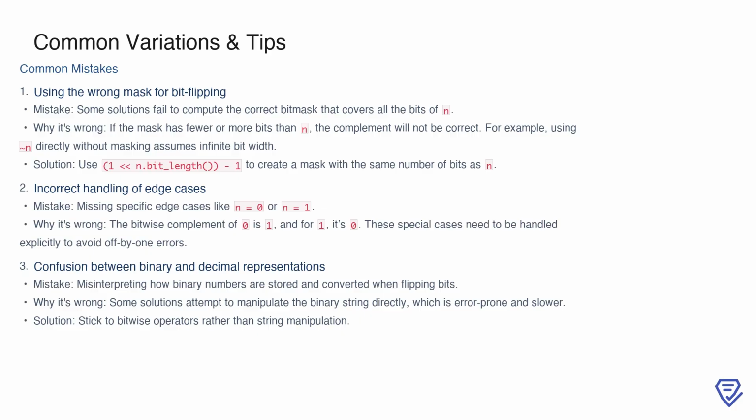Another issue arises with edge cases, like when n equals 0 or 1. The complement of 0 is 1, and for 1, it's 0, so these scenarios need to be handled explicitly to avoid any off-by-1 errors. Additionally, there can be confusion between binary and decimal representations. For example, some solutions attempt to flip bits by manipulating the binary string directly. However, this approach is slower and more error-prone. Instead, it's better to stick to bitwise operators for efficiency and simplicity.